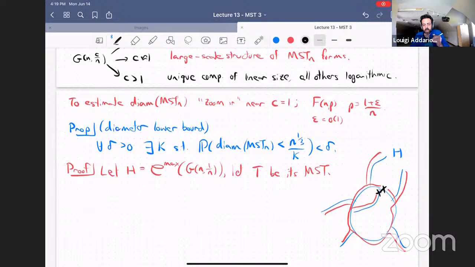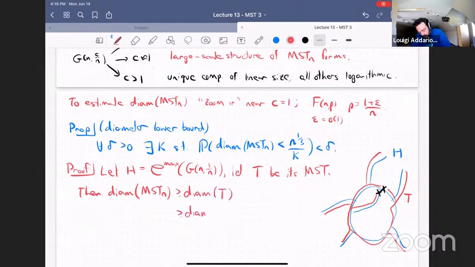Well, breaking cycles can only increase the diameter, right? When I remove an edge, this minimum spanning tree is obtained from H by removing some edges. That can only make the diameter increase, right? So this tree T is contained in the minimum spanning tree, so that diameter is at least the diameter of T, which is in turn at least the diameter of H.